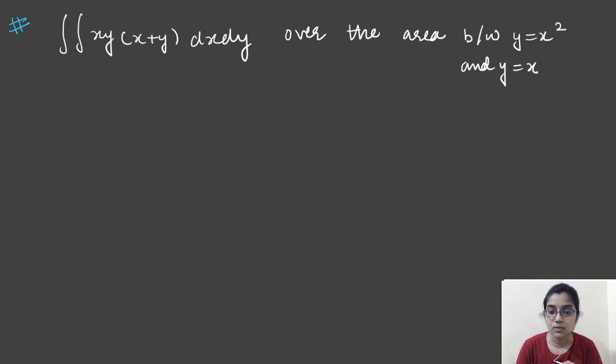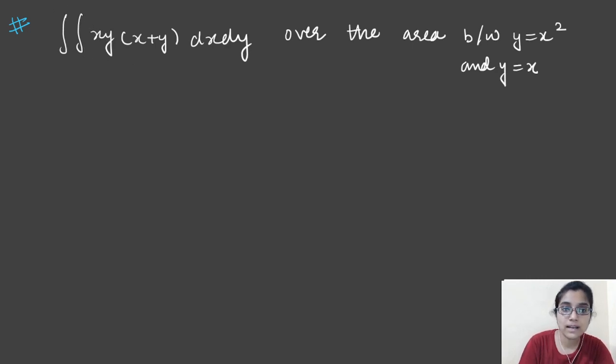Okay, so this question: double integral xy(x plus y) dx dy over the area between y equals x square and y equals x. So we have to find out the limits of this integral. What we have to do is draw the region of integration. We will draw y is equal to x square and y is equal to x, and we will see the area bounded between these two curves, and that region is going to be the region of integration for this double integral.